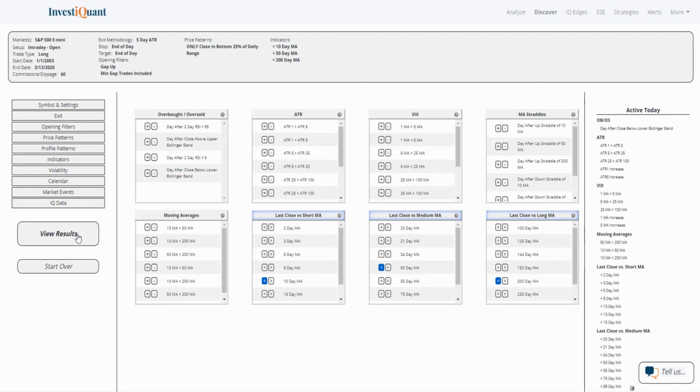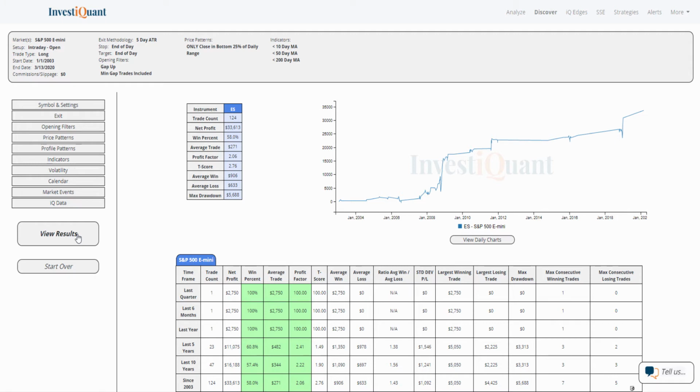And hit view results. And these are the results of going long when gapping up after a weak close, defined as closing in the bottom 25% of the day's range, when below the 10-day, below the 50-day, and below the 200-day moving average. So weak pattern here in a weak market. And one thing that really stands out to me with this is looking at the equity curve specifically around the last really strong bear market, the financial crisis here around 2008. This pattern played out very bullishly during that time. You can see the equity curve just really takes off.